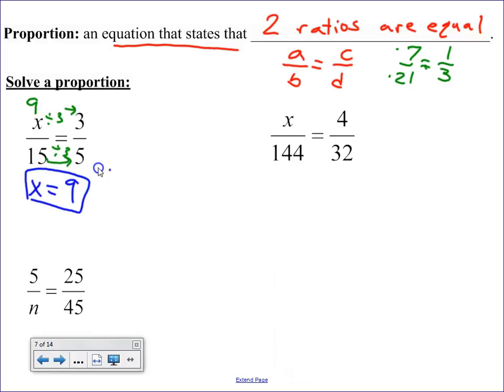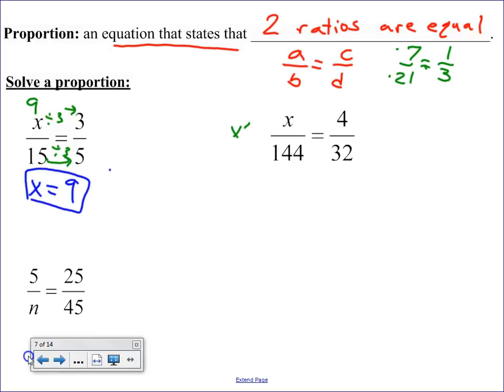When the numbers get a little bit bigger, like this next example here, x to 144 is the same as 4 to 32. You might be able to see that connection between 4 and 32, that it's 8 times bigger. So I'd have to know that 144 is 8 times bigger than x. And if you recognize that, you just divide 144 by 8, and you'd see that x is 18. Okay, so that'd be one way to do that.